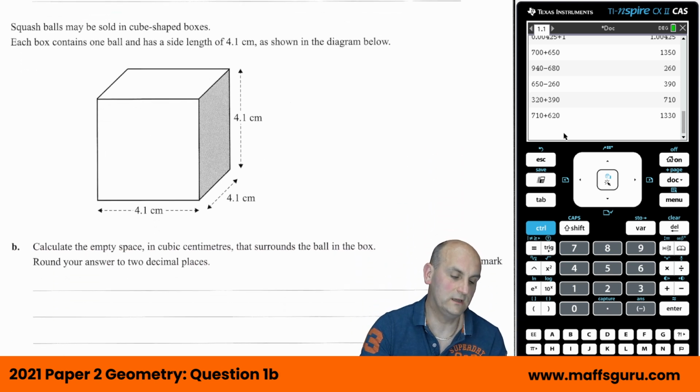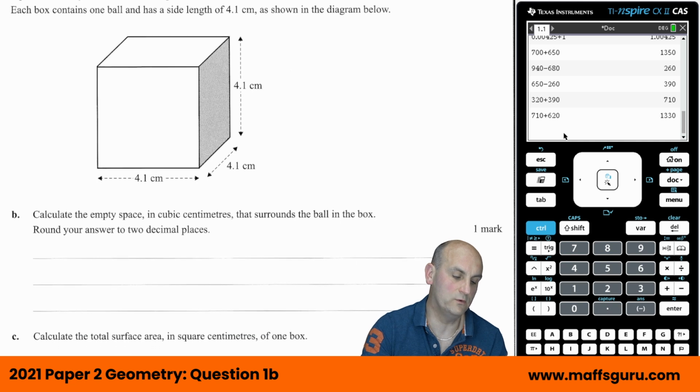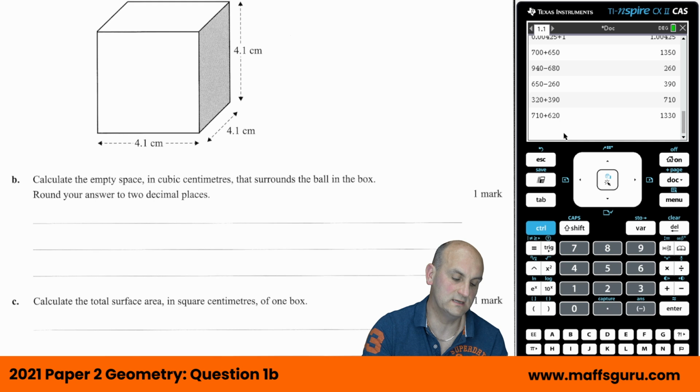Squash balls may be sold in cube-shaped boxes. Each box contains one ball and has a side length of 4.1 centimeters. Calculate the empty space.